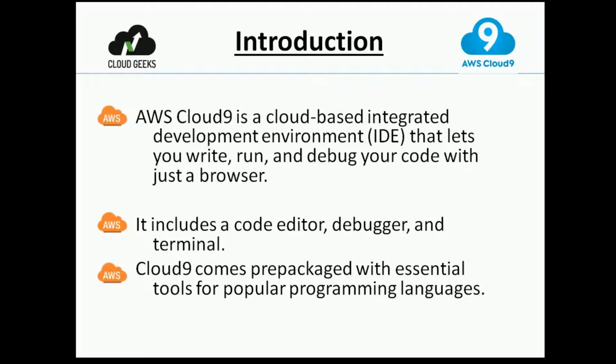Okay, so it includes a code editor, debugger and terminal, the same way we have in our local system IDE software, right? Cloud9 comes pre-packaged with essential tools for popular programming languages. So by default, Cloud9 comes with a bundle. Whenever you are creating a specific Cloud9 environment, a few pre-packaged installations will be done automatically on your behalf by Cloud9. Okay, so like OpenJDK will get installed automatically, and there are a few other popular languages. All that pre-packaging will be taken care of automatically by Cloud9.